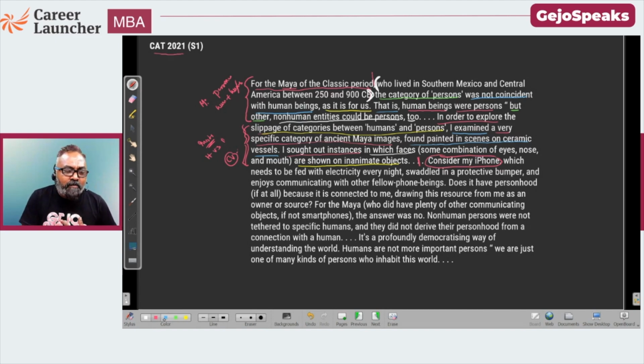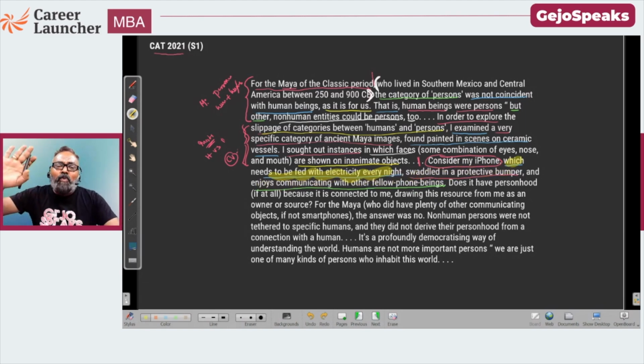Consider my iPhone. What about an iPhone? It needs to be fed with electricity every night, swaddled in a protective bumper, and enjoys communicating with other fellow human beings. Okay, I have understood. What is this part doing? We all know this. We have to feed it, swaddle it in a protective bumper, and it enjoys communicating with other iPhones. We understood what an iPhone is.